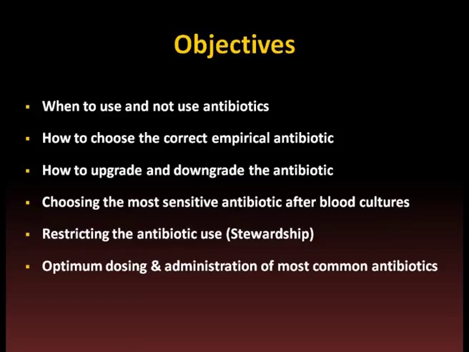If a baby is clinically suspected to have infection, how do we choose the right antibiotic? That is choosing the empirical antibiotic. How and when do we upgrade or downgrade the antibiotics? If we get the culture report and the sensitivity pattern, how do we choose the most appropriate antibiotics then? How do we restrict the use of antibiotics overall in the NICU? And then we'll learn the optimum dosing and administration of some of the most common antibiotics used in the NICU.